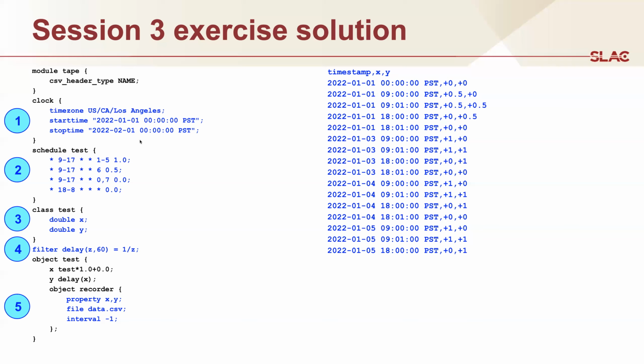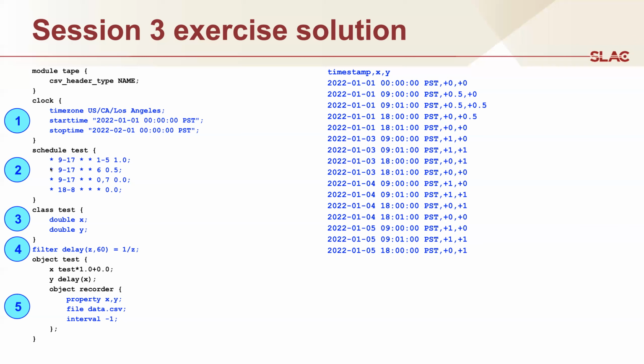The next part is the clock. And so if you recall, the first feature that was called for in the exercise was to create a simulation in Los Angeles that runs from January 1st, 2022 through February 1st, 2022. So this is essentially setting up a 1-month simulation in Los Angeles. So notice I don't have to specify the time zone for Los Angeles. Just by specifying the country, state, and city, it knows what the time zone is and it sets the locality up correctly.